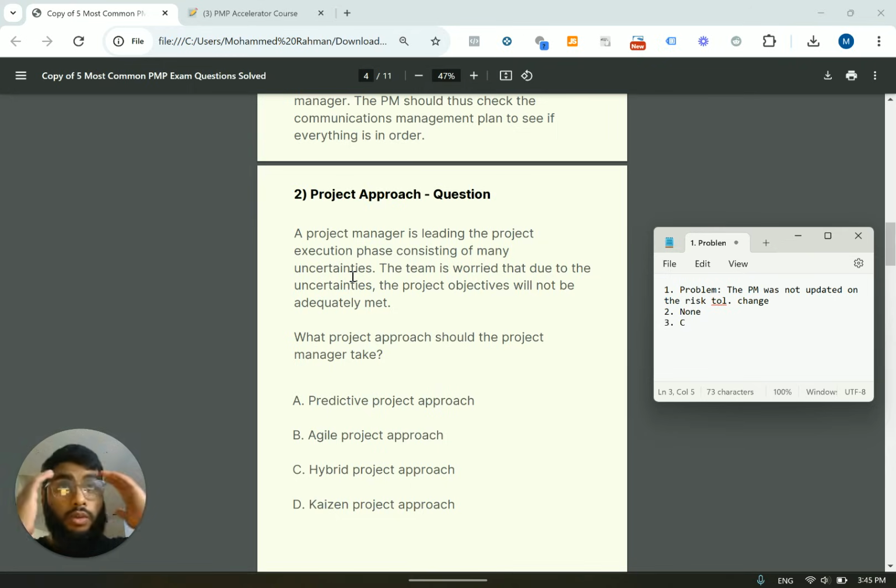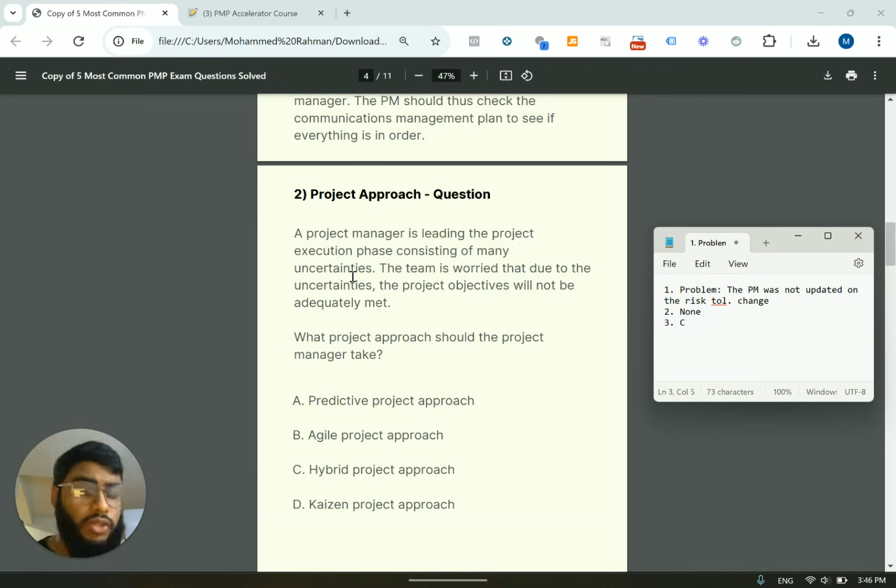You have this goal, but to get to that goal, there's a lot of uncertainty. You do not know what to expect. So you want to use what kind of approach? Predictive is something where you kind of know what to expect. The project has been done so many times that the path is pretty much clear. Agile, on the other hand, is where you take a couple of steps forward. You assess the situation. You decide if you want to keep moving forward or if you need to pivot and make a change. Agile is going to be the best description.